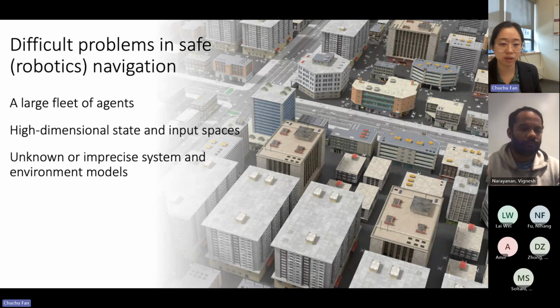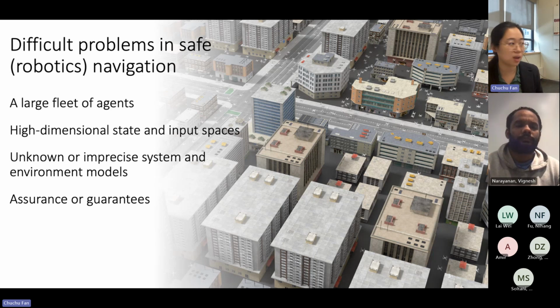We could face unknown or imprecise system and environment models. And this is very common. There's no way for us to describe 100% accurately what's happening in the physics of the system and also in the environment when we face different types of uncertainties.